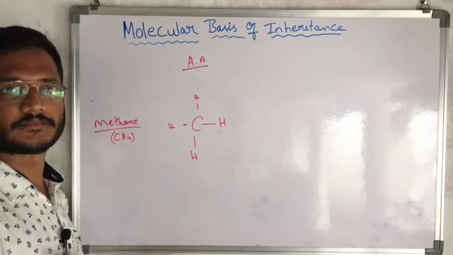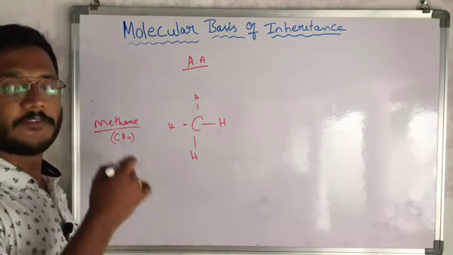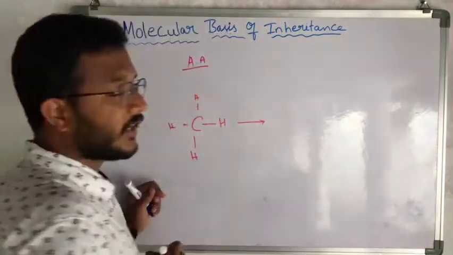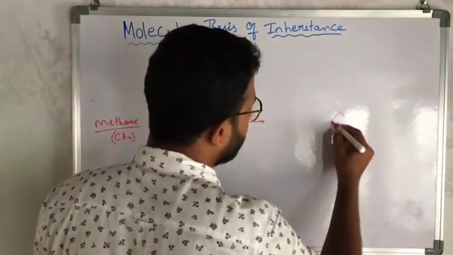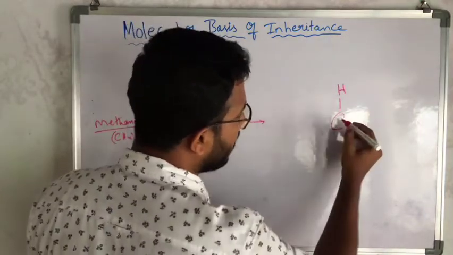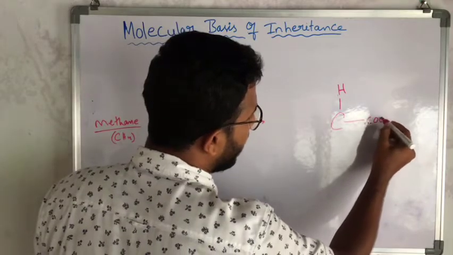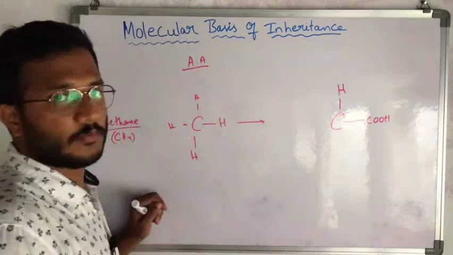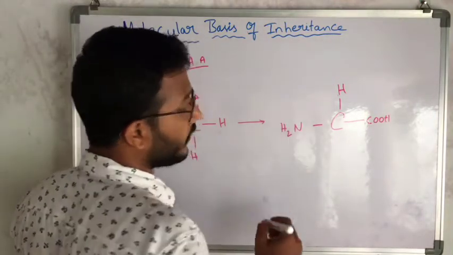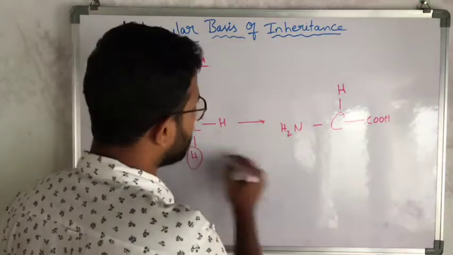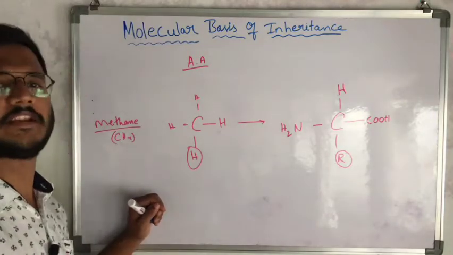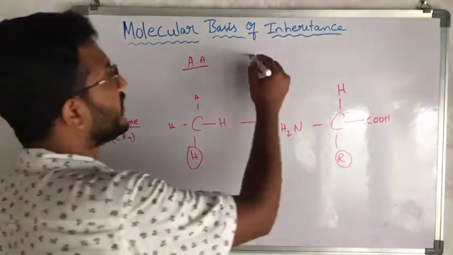The central carbon atom is surrounded by four hydrogen atoms. Now, how are these four hydrogen atoms replaced, and by what? We will see now. The central carbon atom and one hydrogen remain the same, one hydrogen is replaced by the carboxylic acid group, COOH, one hydrogen atom is replaced by the amine group, NH2, and the last one is R, the variable. So this is the common structure of each and every amino acid, but we have 20 amino acids.